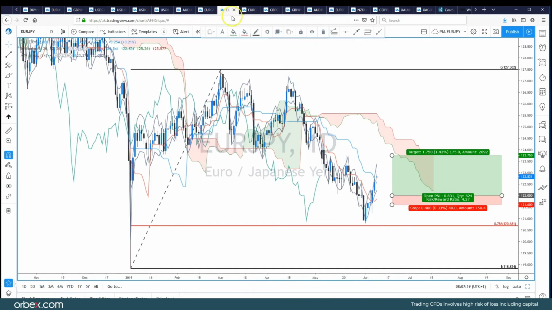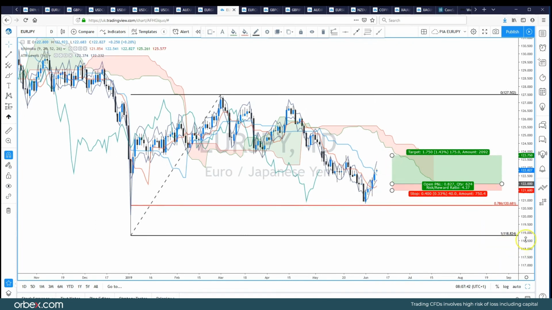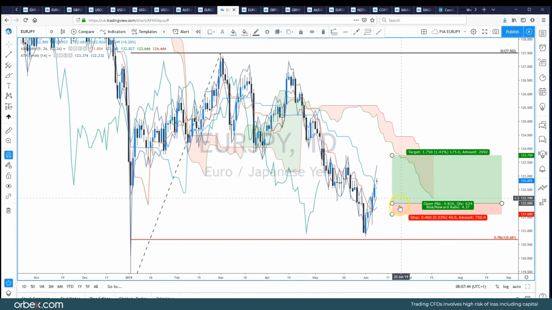Euro yen, we've seen a decent push higher, close to the 78.6% Fibonacci level, sorry. We've got a previous swing high up here, located at 123.75. We've got some bespoke resistance located at 123.75, so we're trying to play this range today basically. Support comes in at 122 the figure.